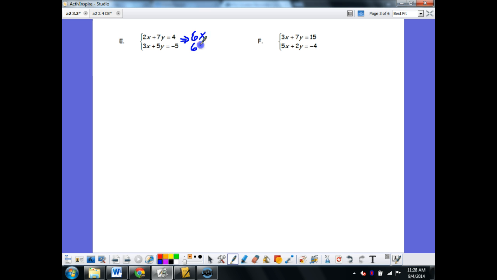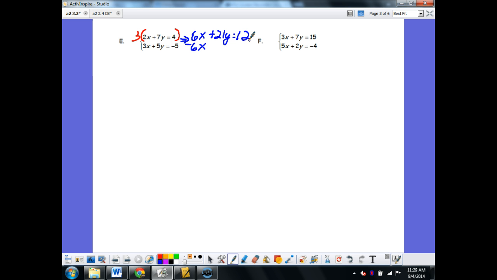So I want 6x on top, 6x on the bottom, and I want one of them to be negative. So I'm going to make the bottom one negative. If you want to make the top one negative, it really doesn't matter. So in this top equation, I want to turn the 2x into 6x. And in order to do that, I need to multiply by positive 3, because 3 times 2x is 6x. So I'm going to multiply the entire top equation by 3. So I have 6x plus 21y is equal to 3 times 4, which is 12.